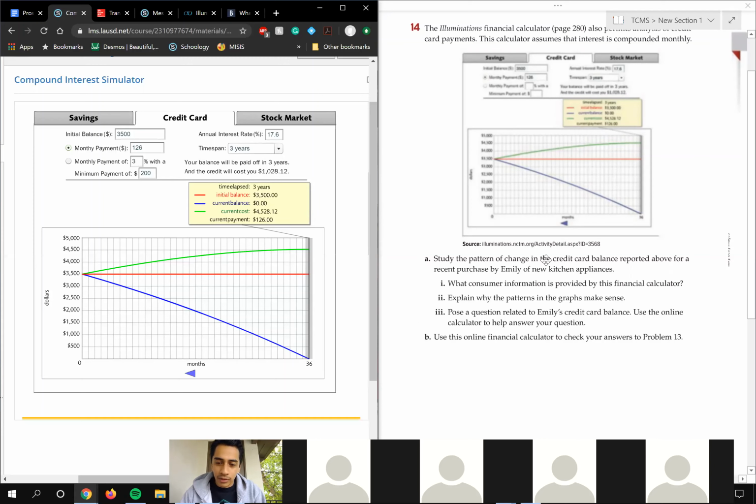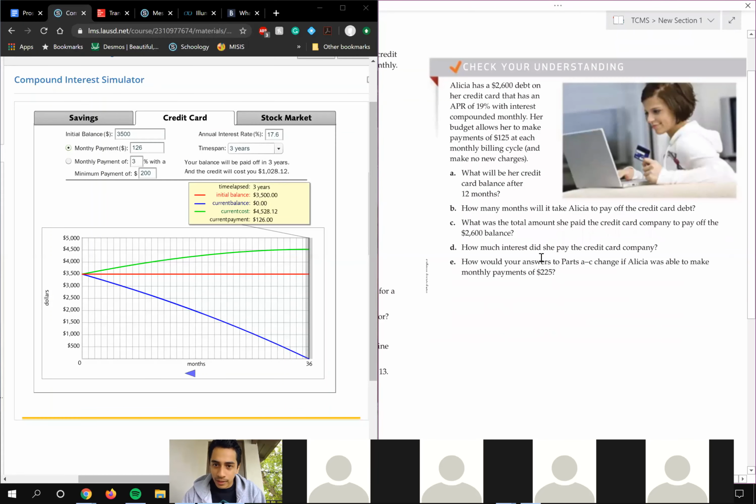Okay. So number 14 is just kind of like an analysis of this tool, but we're not really going to do much with the information, right? There's not really any questions to answer. Okay, it's just stuff to talk about. All right. Okay, so now let's go over to the check your understanding, and I think we're going to use this tool one more time.